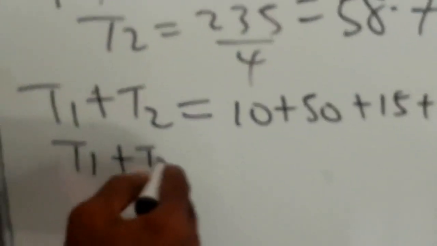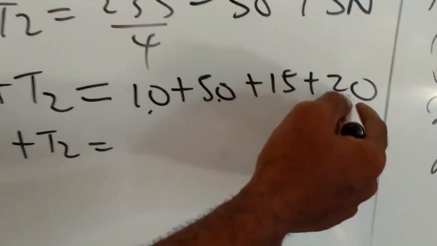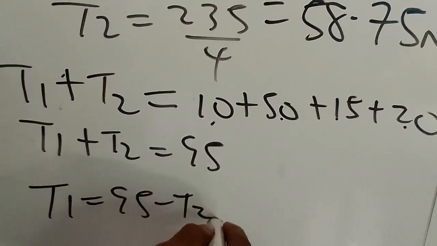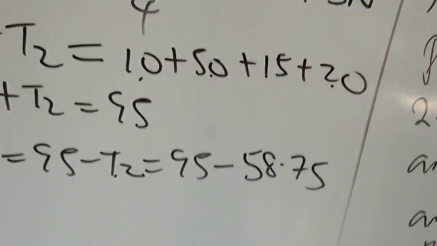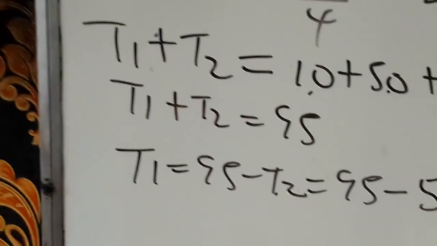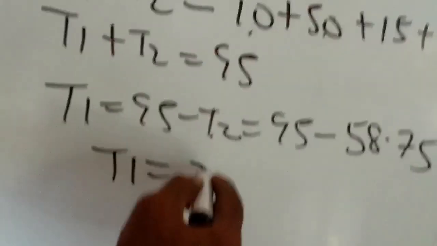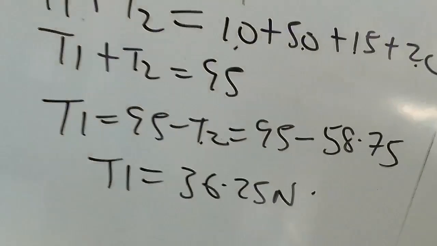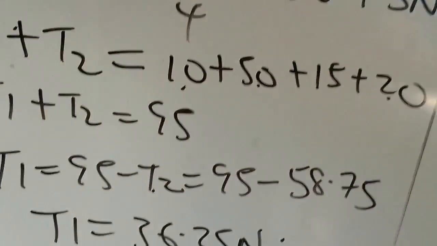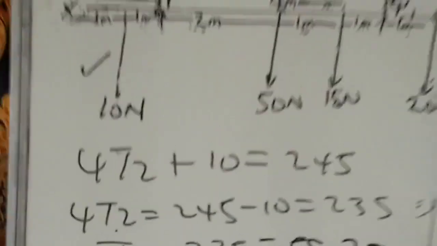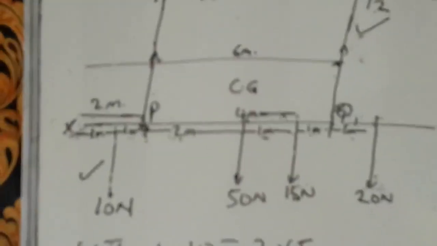So T1 plus T2 gives us, that is 60, 80, 95 Newton. So our T1 becomes 95 minus T2. We've gotten T2 here as 58.75. 95 minus 58.75 will give us 36.25 Newton. So these are the tensions on the two strings. T1 on P, the tension, is 36.25, while T2, the tension on the string Q, is 58.75. So you can go through our work and then apply the principle in subsequent problems that you face in your daily academic work.